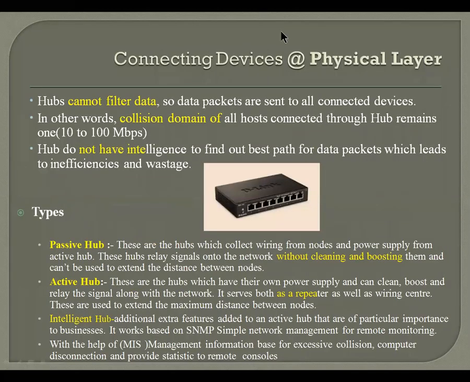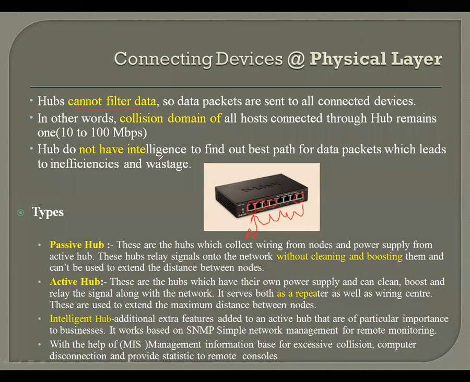A hub cannot filter the data. Generally this is the statement: hub cannot filter the data. So data packets are sent to all the connected devices. In other words, the collision domain of the hosts connected to the hub remains one. Consider this is the hub, and these are the ports available. Any number of computers can be connected. If computer A sends a message on this port, it is going to go out on all the ports, and here a collision can happen. So a broadcast collision can happen over here.